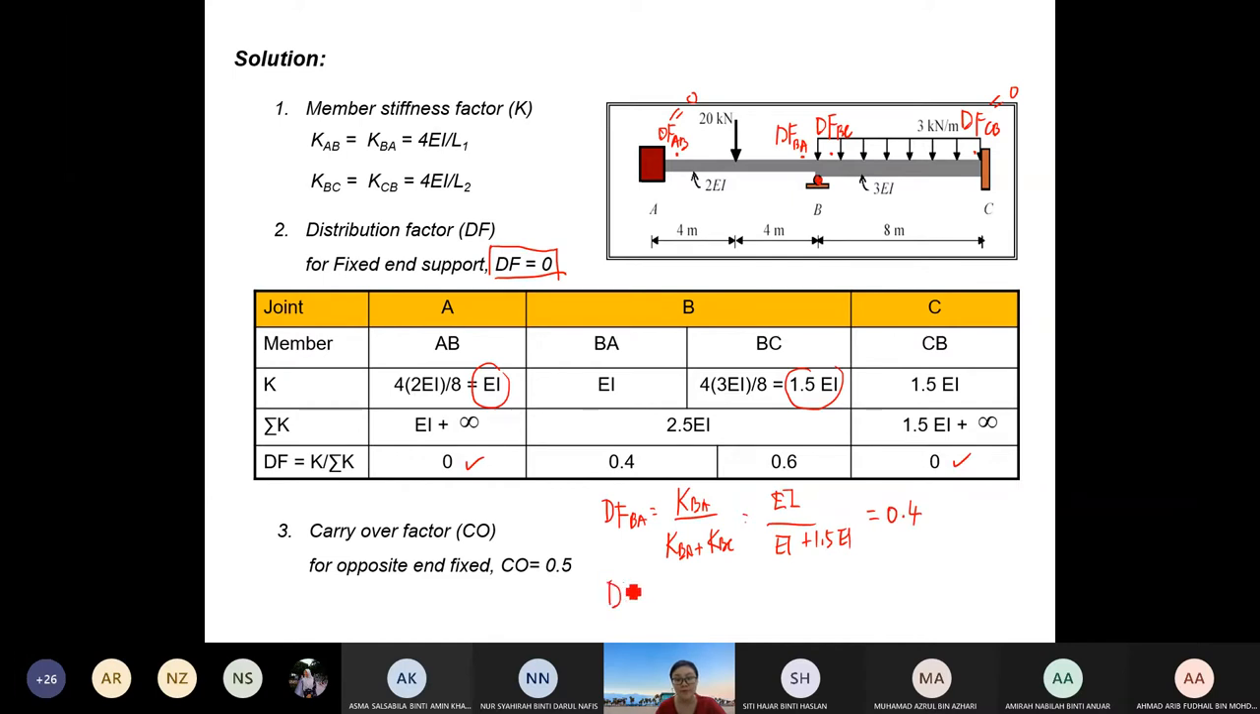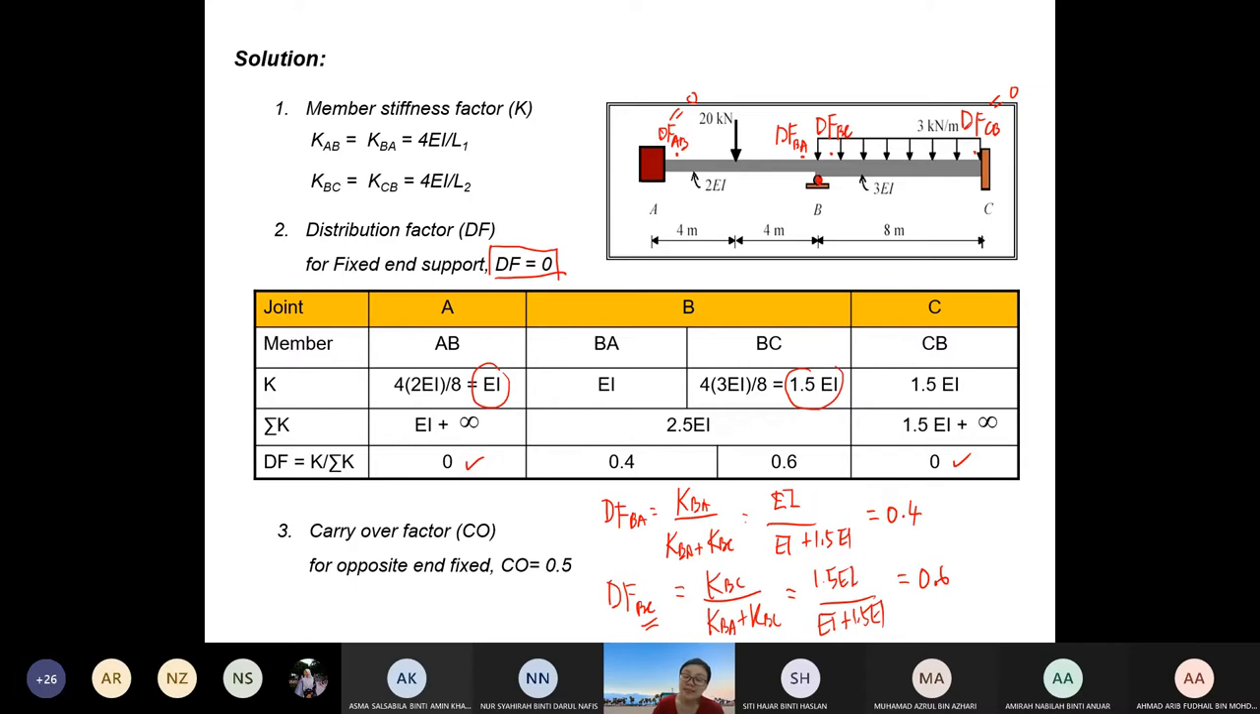For DFBC, the formula is KBC divided by, we are still referring to joint B, so it will be KBA plus KBC. KBC is 1.5 EI, and KBA and KBC are still the same, EI plus 1.5 EI. So it will be 0.6.